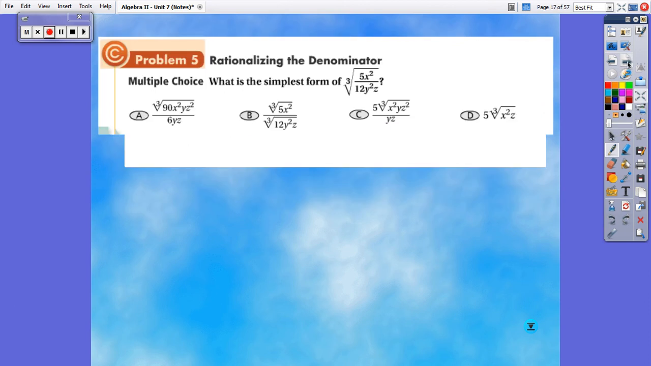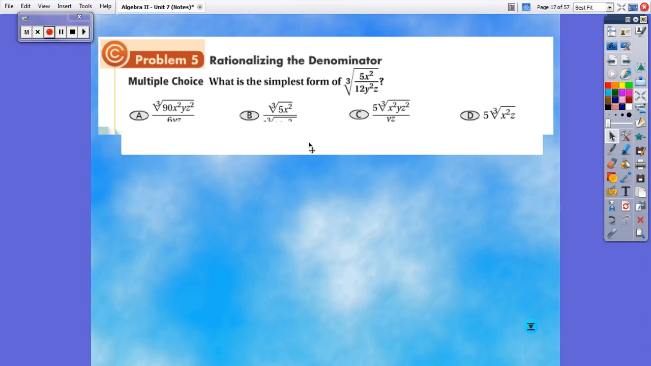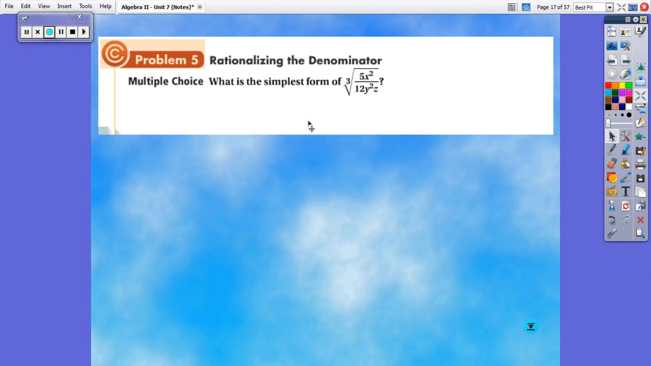So let's try a problem. And this is a multiple choice problem, but I'm actually going to cover up the answers first so it looks a little less confusing. And then we'll go back and look at the answers after. So this time you're taking the cube root of this problem. So just by looking at it, it doesn't look like there's really any simplifying that we can do.